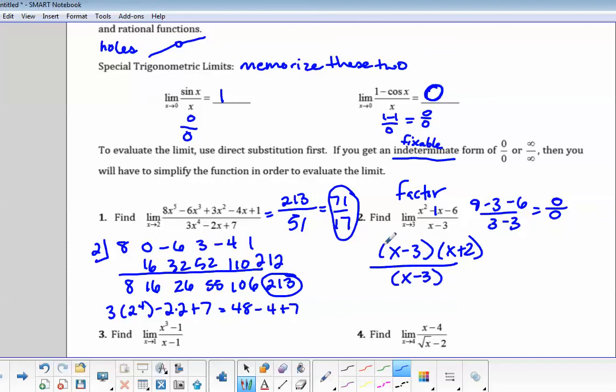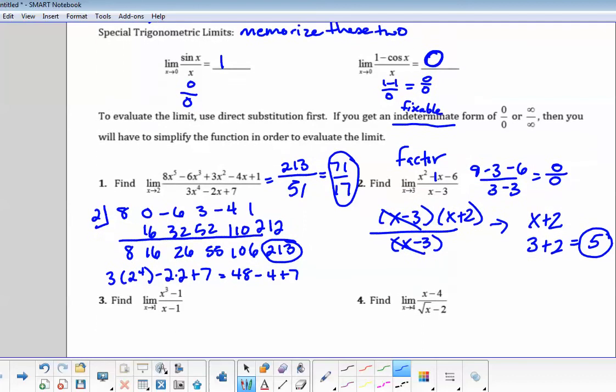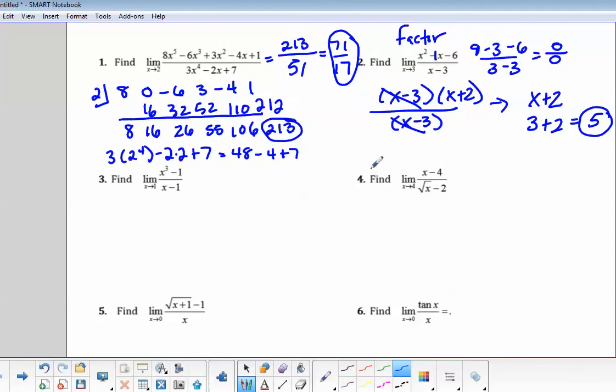So because these cancel out, I can just plug my 3 into my simplified expression, x plus 2. So I have 3 plus 2, which is 5. Okay, over here we have the difference of cubes.